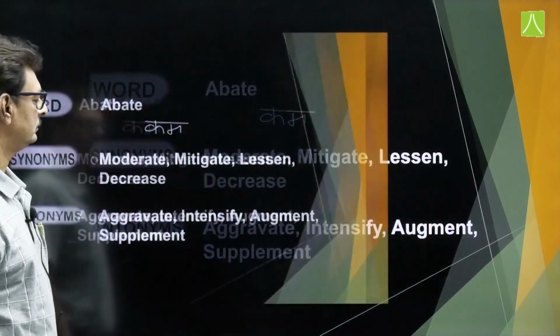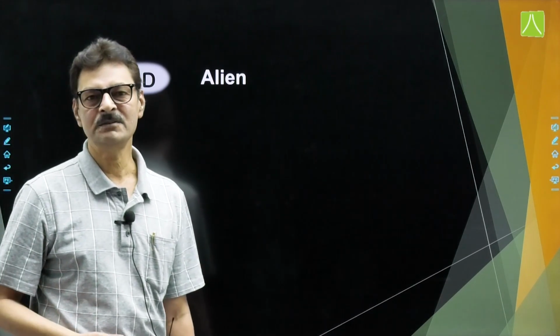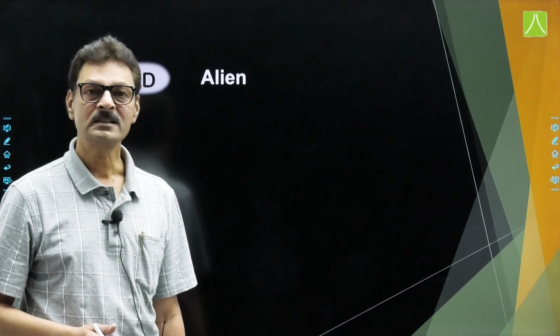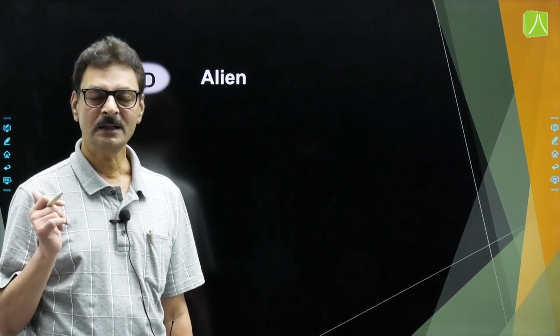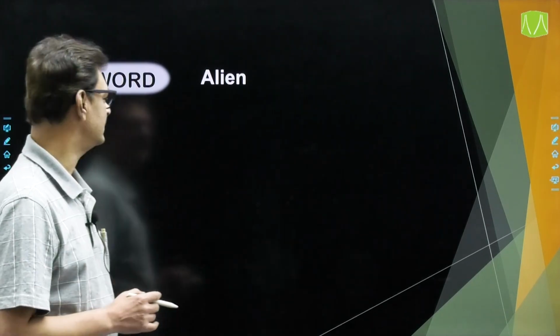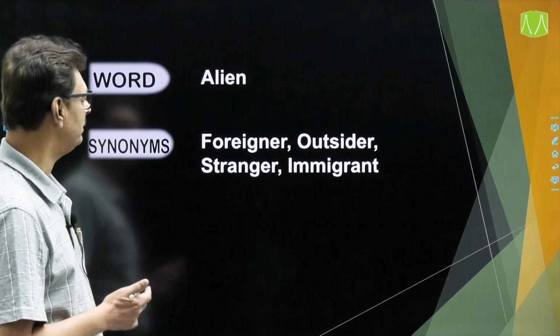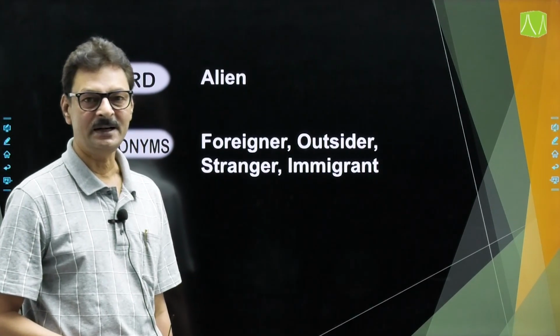Next one, alien. A very easy word. What is alien? सभी को पता होगा. जादू. The movie of Hrithik Roshan. Remember? Alien. Yes. And the synonym for this will be foreigner, outsider, stranger, immigrant.